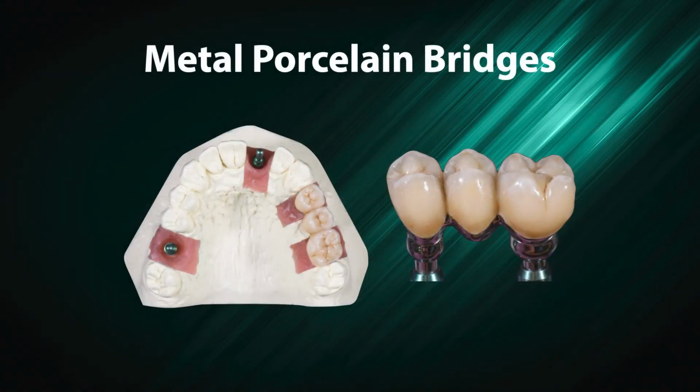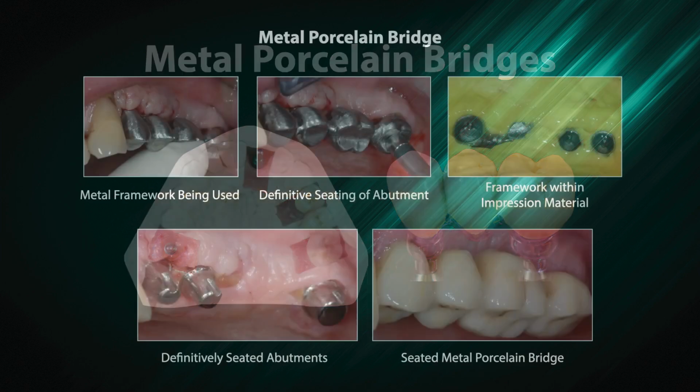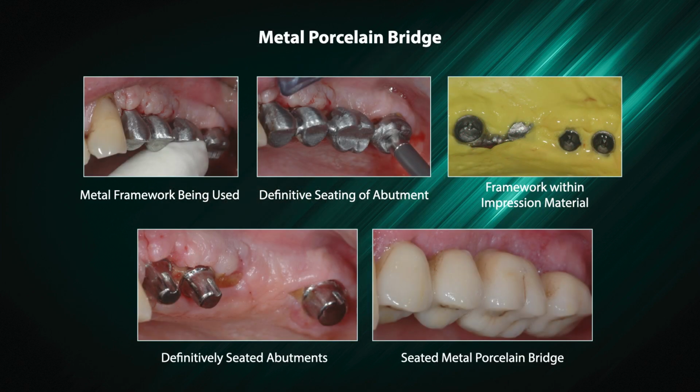Metal porcelain bridges. The first image shows a metal framework being used. The second image shows the definitive seating of the abutment. The third image shows the framework within the impression material. The fourth image shows the definitively seated abutments. Finally, the last image shows the seated metal porcelain bridge.